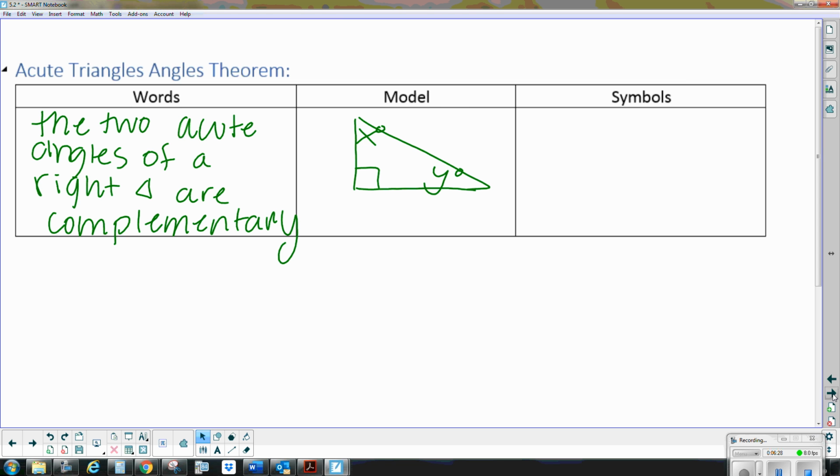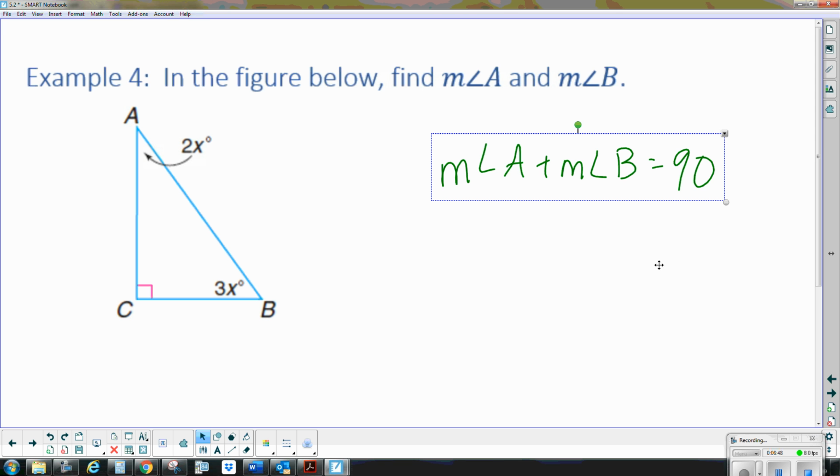So to demonstrate this in a model, I would draw a right triangle with x and y being the acute angles. And to write it out as an equation, I would say x plus y is equal to 90. So let's try a couple examples with this.